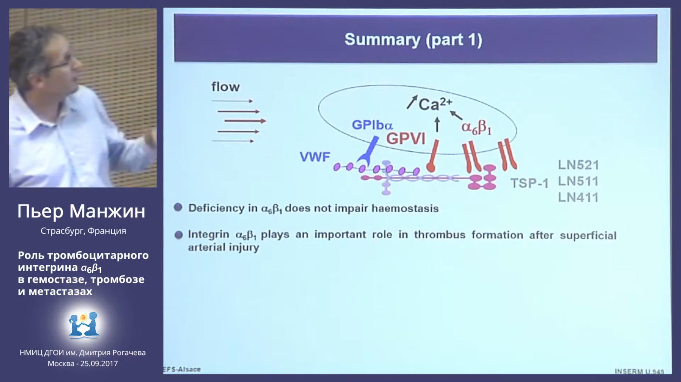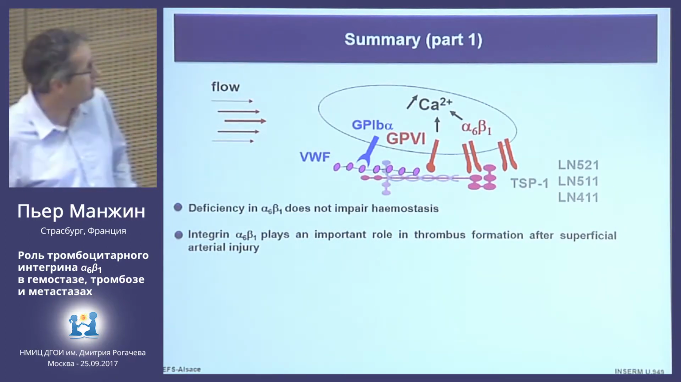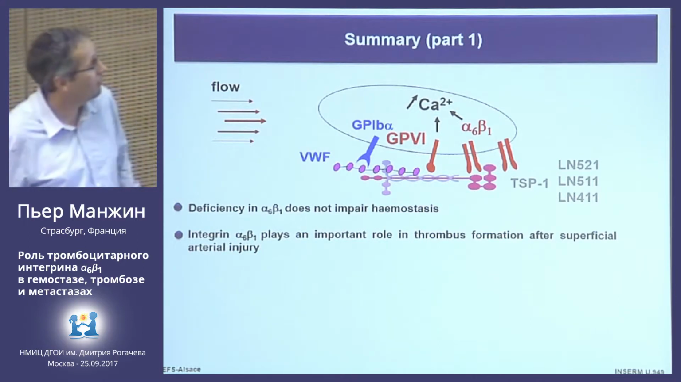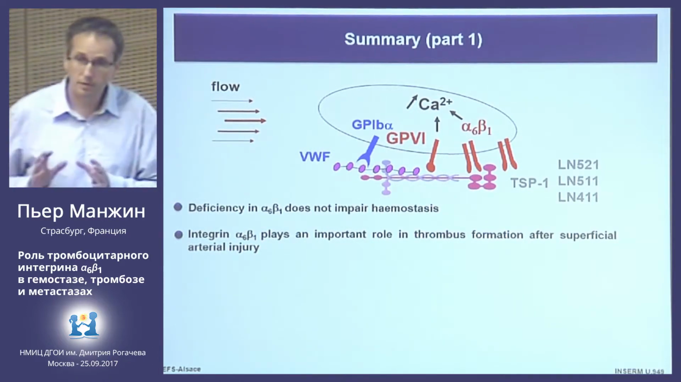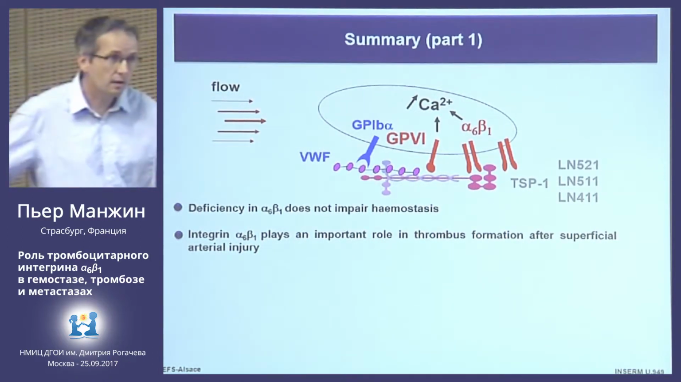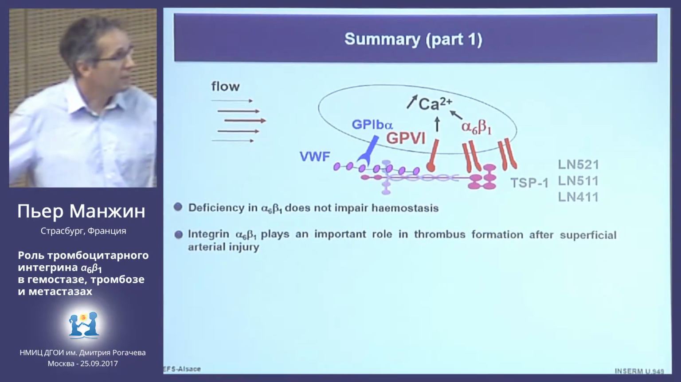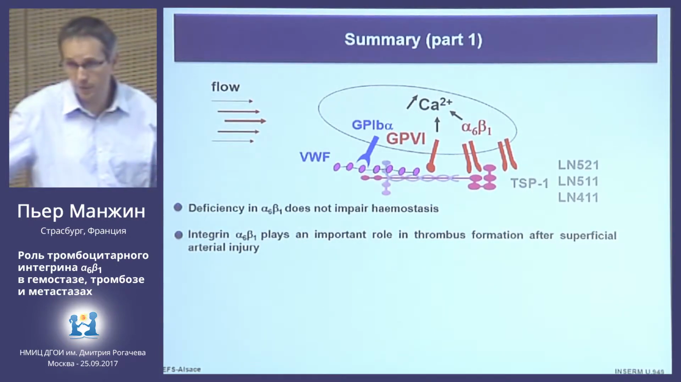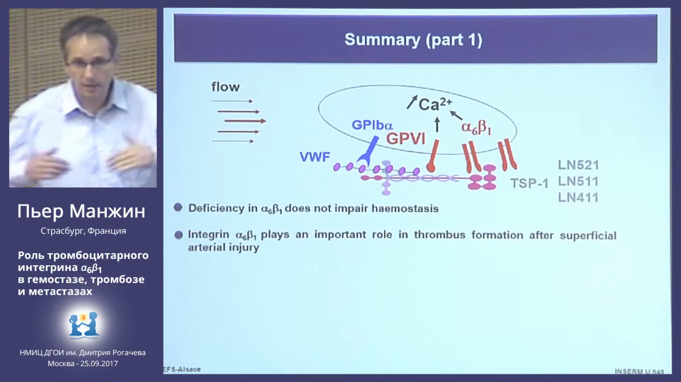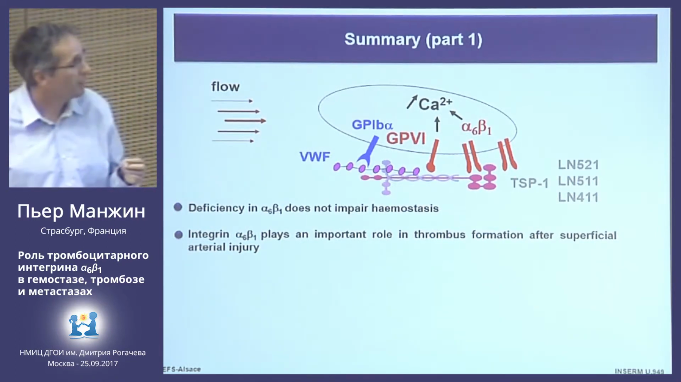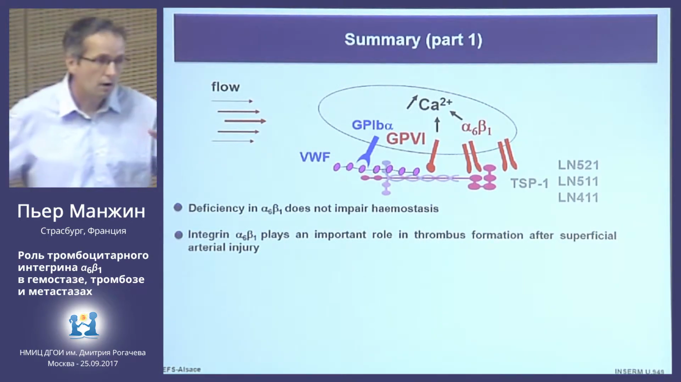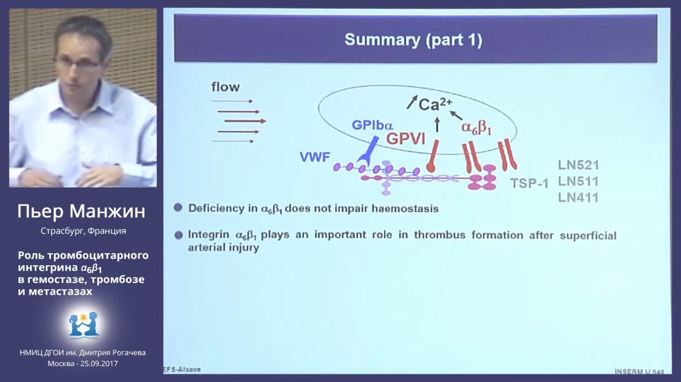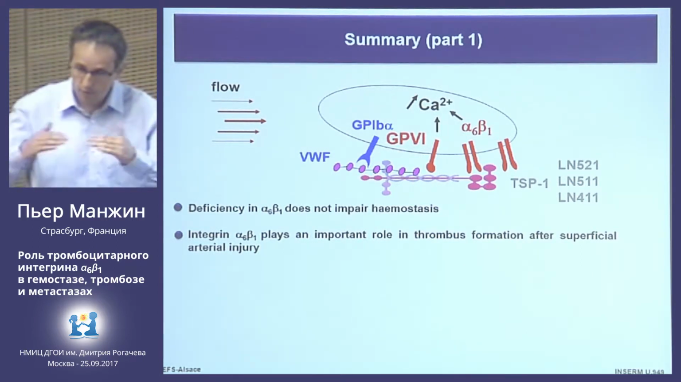This result also suggests that deficiency in α6β1 does not impair hemostasis, and that integrin α6β1 plays an important role in thrombus formation after superficial arterial injury, but not after severe injury. So the question here is, so what now? Where do we go? Is this any important for arterial thrombus formation? Because you think that arterial thrombus formation might actually be more severe injury. Actually, not necessarily. You do have some events of erosion of plaque that could expose just the basement membrane.